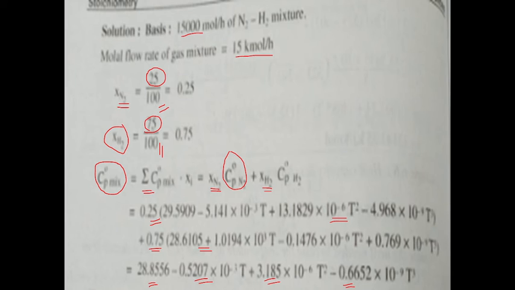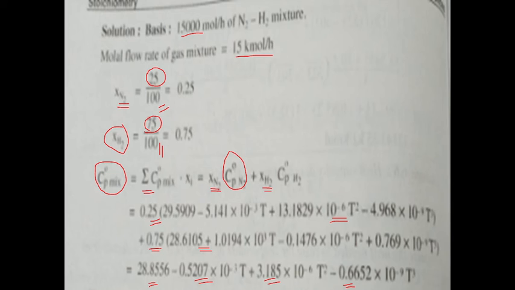A is 28.6105. B is 1.0194 into 10 to the power minus 3. C is minus 0.1476 into 10 to the power minus 6, and D is 0.769 into 10 to the power minus 9. Are you clear or not? After substituting the constant values and developing the expression, substitute this expression in this equation. Finally we get the Cp0 mixture value.